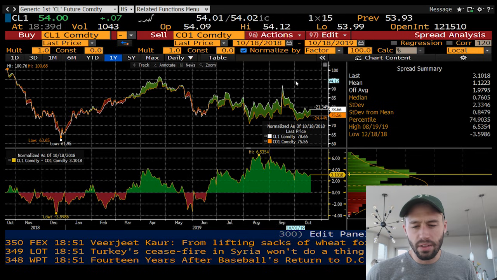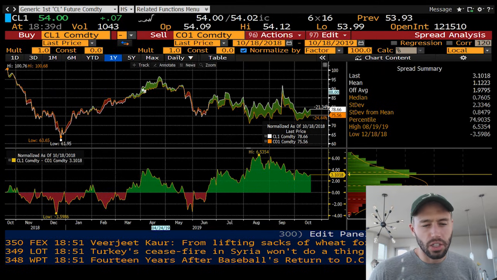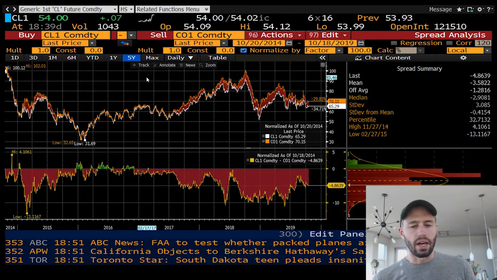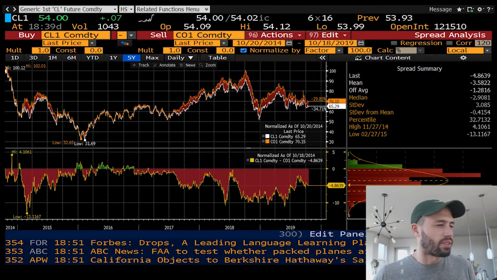And you guys can see here that the CL commodity, which is WTI, was trading at 78. The Brent was trading at 75.5. And let's go out to a 5-year. We could see how this spread moves around. So if you want to trade U.S. oil against European oil, which a lot of professional commodity funds are going to be doing, you can look at something like this, and it has all of the interesting spread summary statistics, histograms, etc. So I think that's a pretty interesting feature of the Bloomberg.